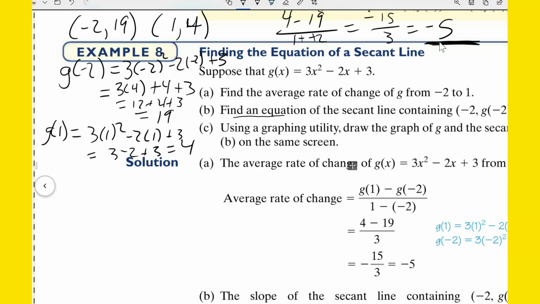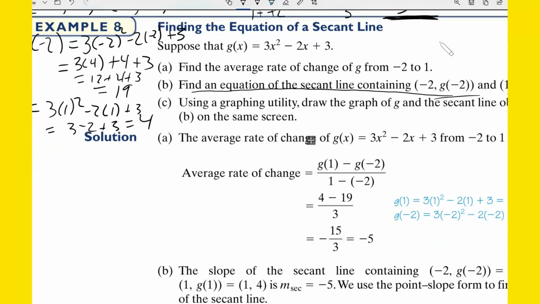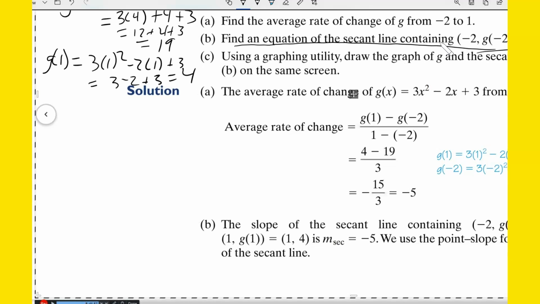Next it says find an equation of the secant line containing the 2 points that we just found, -2, g of -2, and 1, g of 1, which is just exactly the points I just talked about. How do we find the equation of a secant line? I'm going to show you 2 ways. The first way is probably the way that I usually do it. I just do y equals mx plus b.